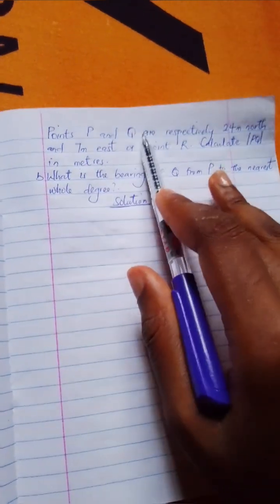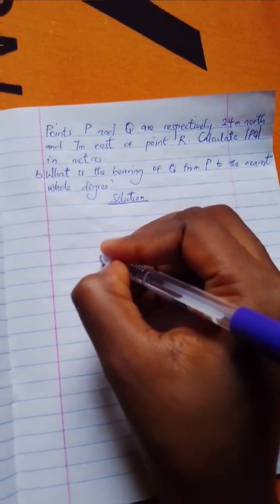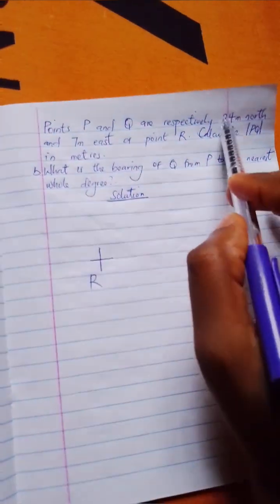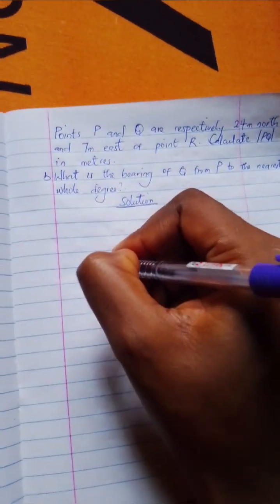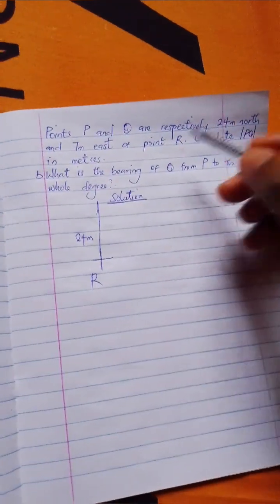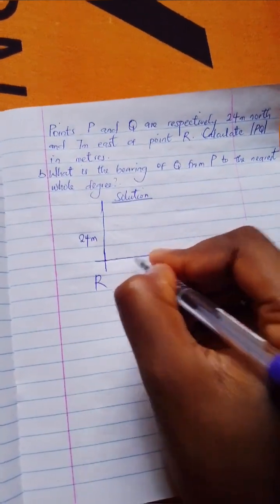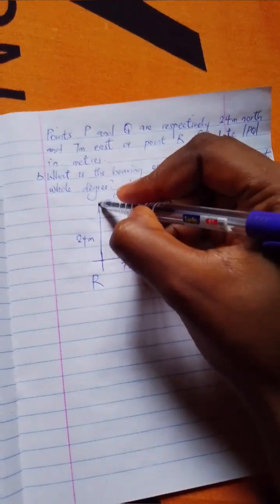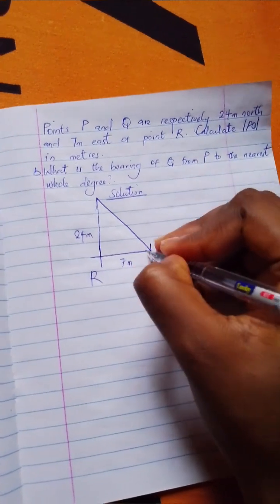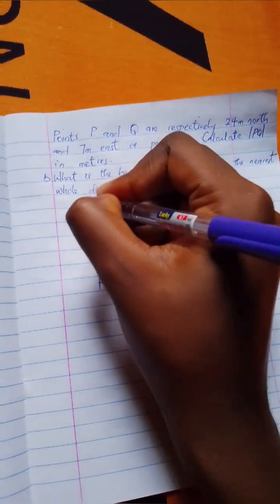They said points P and Q are respectively 24 meter north and 7 meter east of point R. So let's assume that this here is my point R. Point P is 24 meter north. This is my north, so I'm going to extend it. This is my 24 meter. And now point Q is 7 meter east. This is my east. Let's assume that this is my 7 meter. Now I'm going to be joining it. Then I'm going to complete the cardinals. So this is my R, and this is my P.